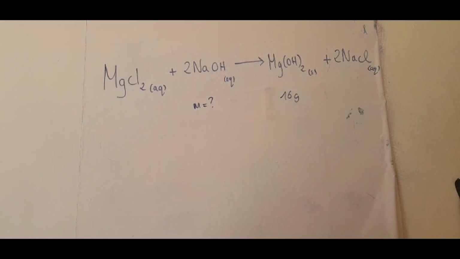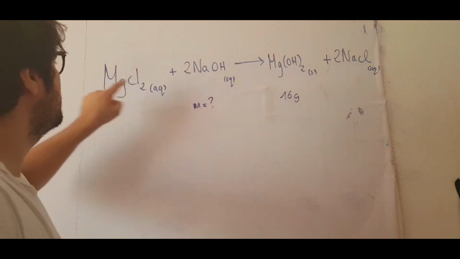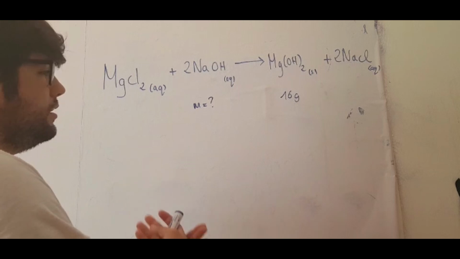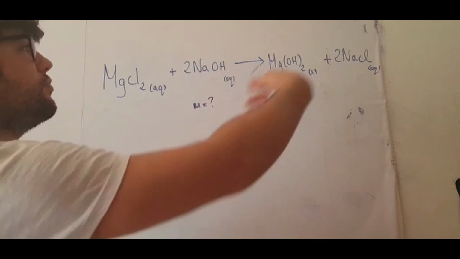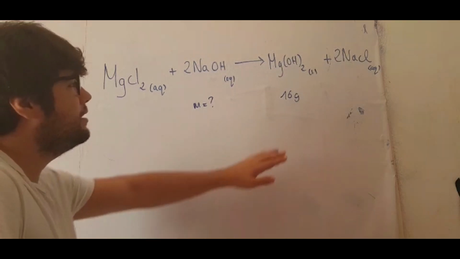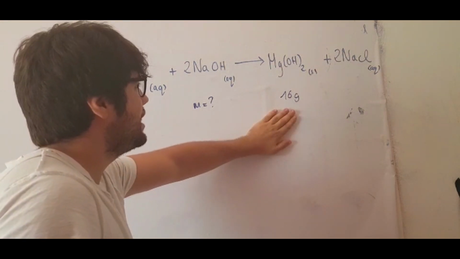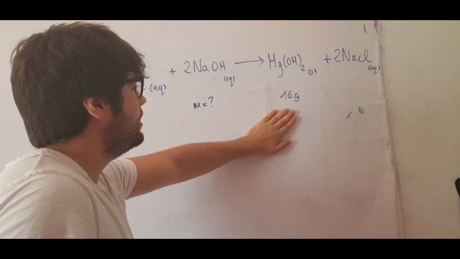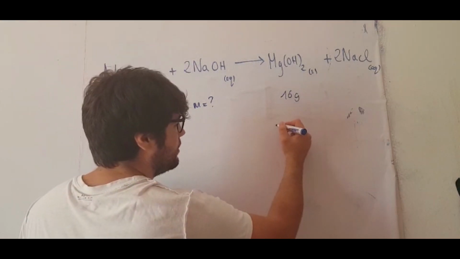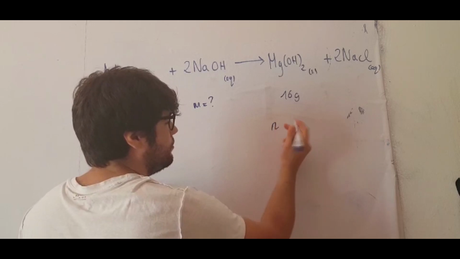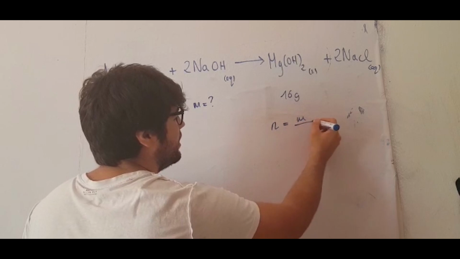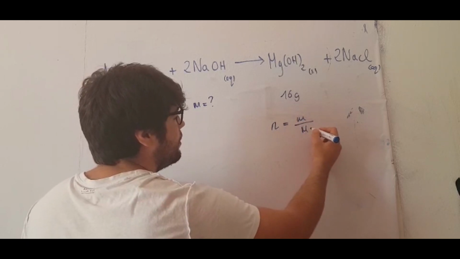So we have to really understand that this is just a proportion. It's like a cooking recipe. This plus 2 of this gives me whatever. So the first thing we have to do is calculate the amount of moles we have here. Okay, so we already know that there's a formula which is number of moles, n, equals mass divided by molecular weight.